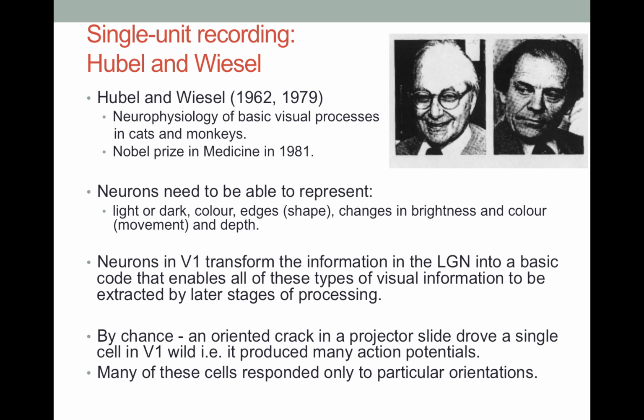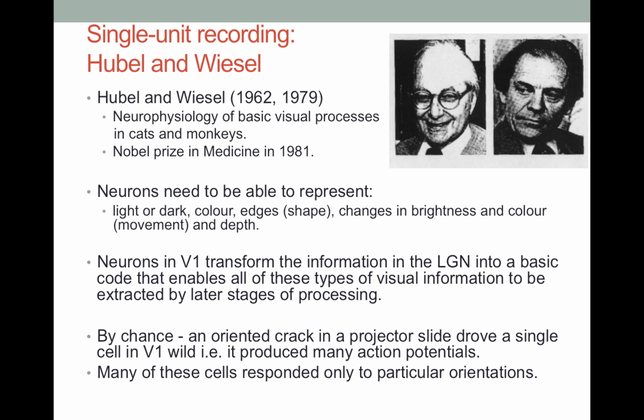One of the best known applications of this technique was by Hubble and Wiesel, who did research on the neurophysiology of basic visual processes in cats and monkeys. They were eventually awarded the Nobel Prize in Medicine in 1981 for this research. So let's think. Neurons need to be able to represent how light or dark something is, as well as colour and edges for perceiving shape, changes in brightness and colour to represent movement and depth.